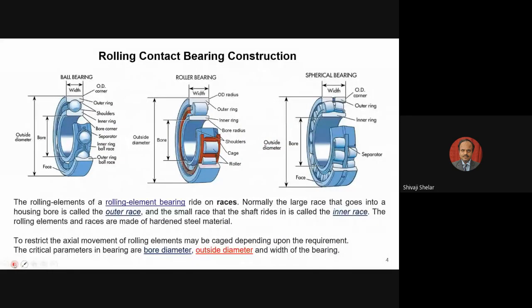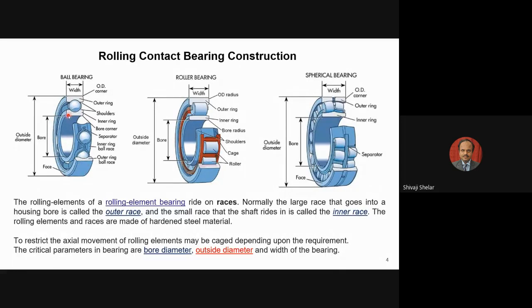I'm talking about the construction detail of the rolling contact bearing. There are different types of bearings, and I will show the classification of rolling contact bearing in the next slide. So what does the rolling contact bearing consist of? It consists of two races. One is called the inner race. This part is the inner race. It's a broken view so that you can see the details. And there is the outer race. This part is the outer race.